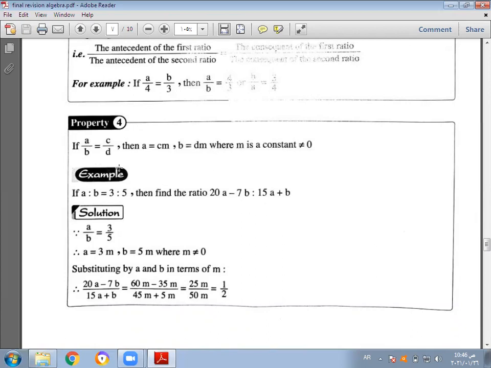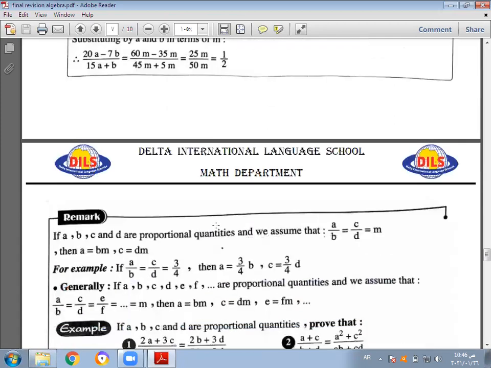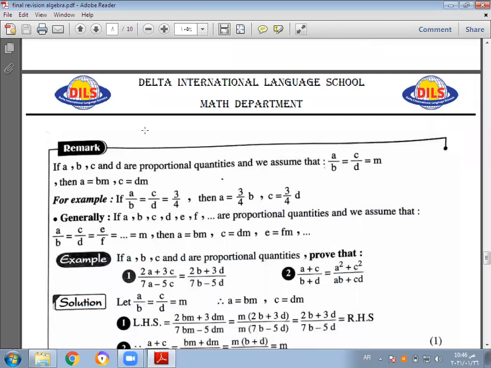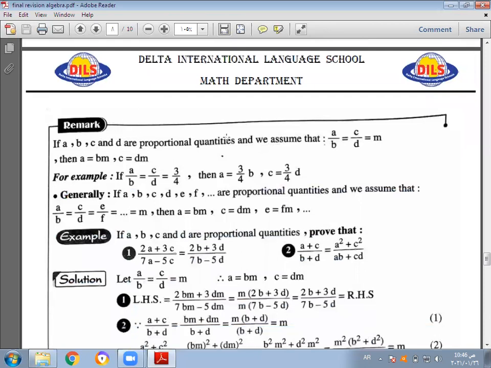Let's take an example. If A to B equals 3 to 5, then find the ratio 20A minus 7B to 15A plus B. A over B equals 3 over 5, then A equals 3m, B equals 5m. By substitution, (20A minus 7B) over (15A plus B) equals (60m minus 35m) over (45m plus 5m). By simplifying, equals half. If A, B, C, and D are proportional quantities, we assume that A over B equals C over D equals m, then A equals Bm and C equals Dm.